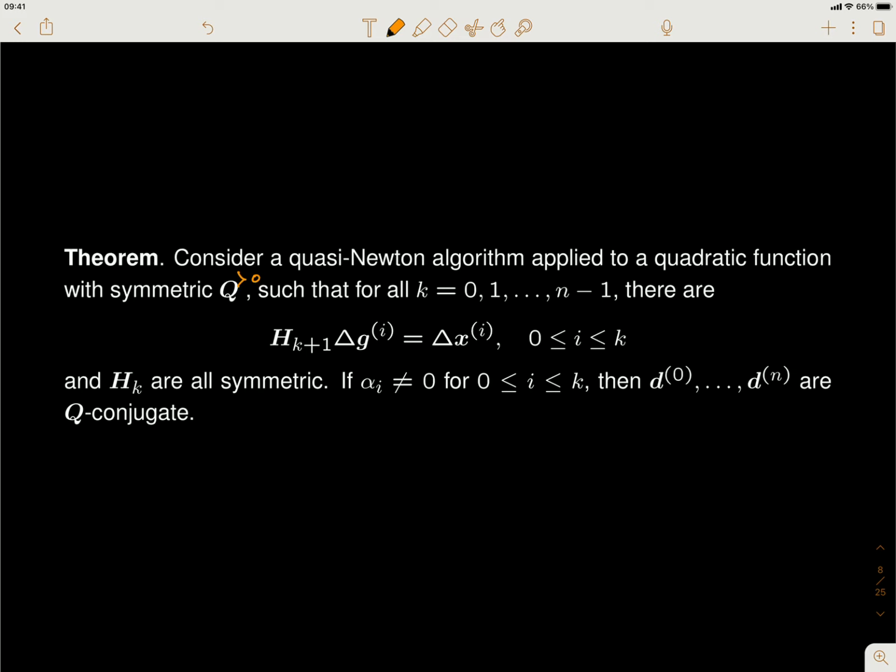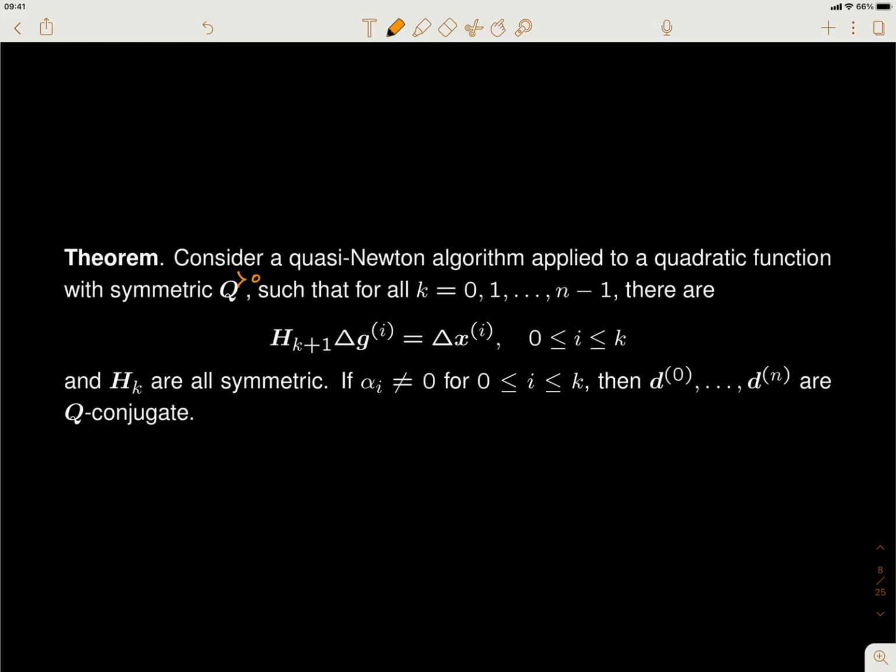Then, and also that the Hk satisfies the Quasi-Newton property: Hk plus 1 multiplied by delta g i is equal to delta x i for all i less than or equal to k. And then the d vectors are actually Q conjugate. If you can do this, then the d vectors we construct are actually Q conjugate. Okay, so still recall what is Q conjugate.